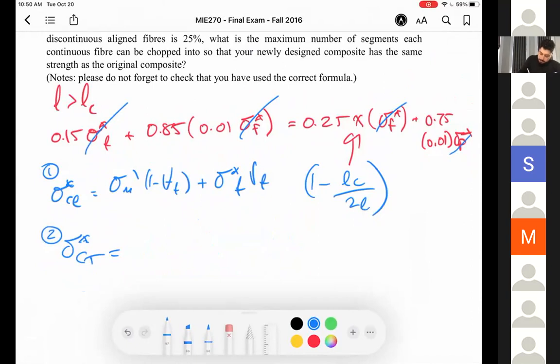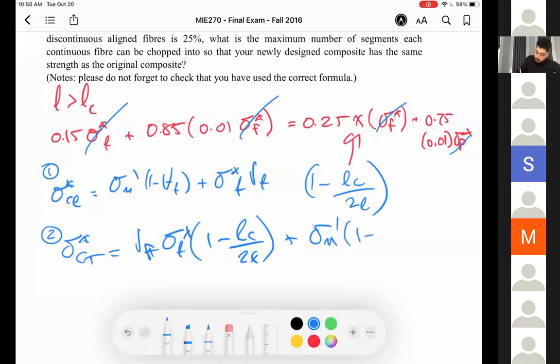It's sigma F star times VF times 1 minus LC over 2L, plus sigma M prime times 1 minus VF. Yes, that's the equation I was looking for.